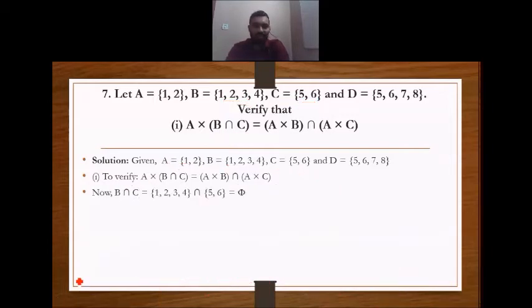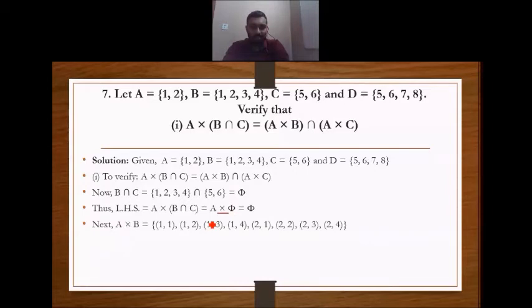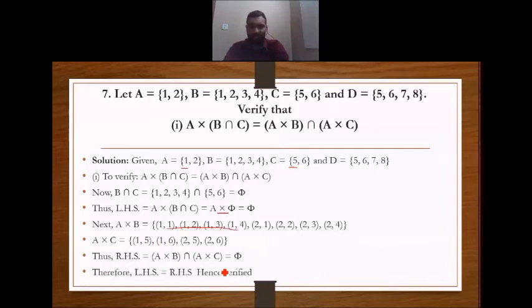So A intersection B, we got the empty set. Therefore when you take A cross (B intersection C), it is A cross the empty set, which is the empty set. Then A cross B is (1,1), (1,2), this we got. A cross C we got just now. We took the Cartesian pairs, first element from the first set and second element from the second set. Therefore when you took the intersection, there is nothing common, so it is verified.